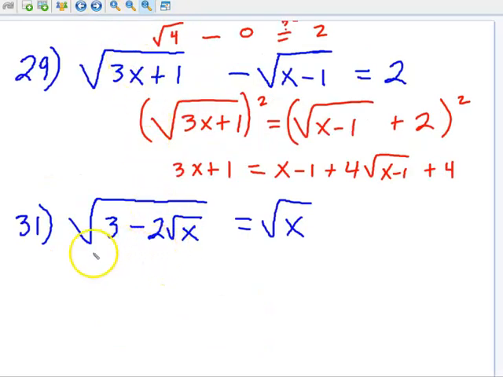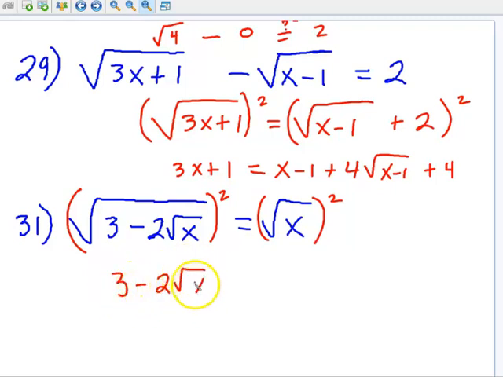All right, number 31, similar process. We're going to square both sides. When I do, this top side, this bigger radical is going to go away. And on the right side, it leaves us with just x. So you always want to undo any addition or subtraction on the same side that you have a radical. So I'm going to subtract 3 from both sides. And now you're ready to square both sides.